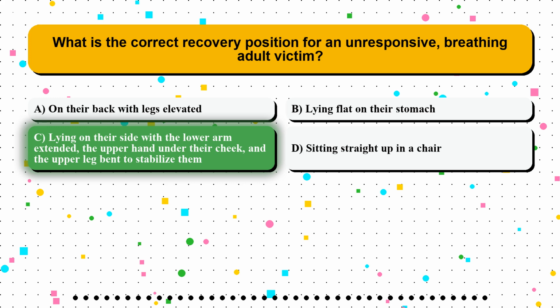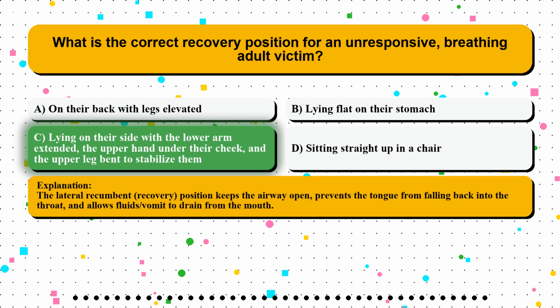The correct answer is option C. Lying on their side with the lower arm extended, the upper hand under their cheek, and the upper leg bent to stabilize them. The lateral recumbent, recovery, position keeps the airway open, prevents the tongue from falling back into the throat, and allows fluid or vomit to drain from the mouth.